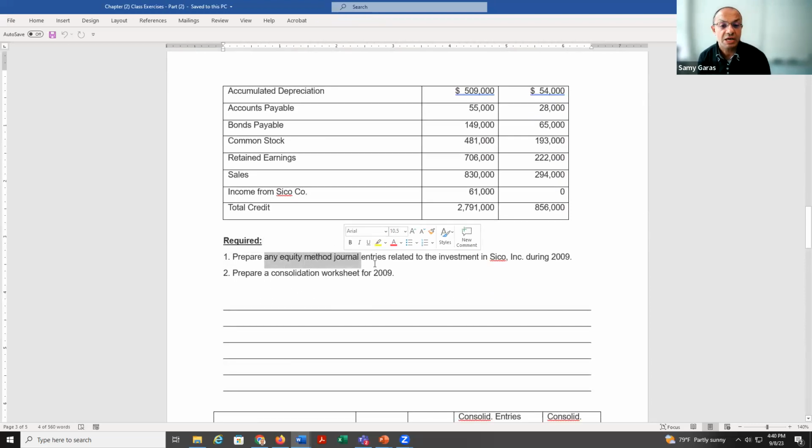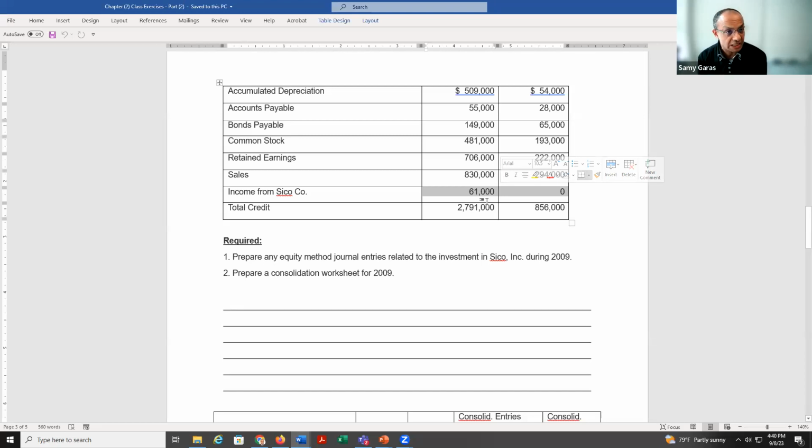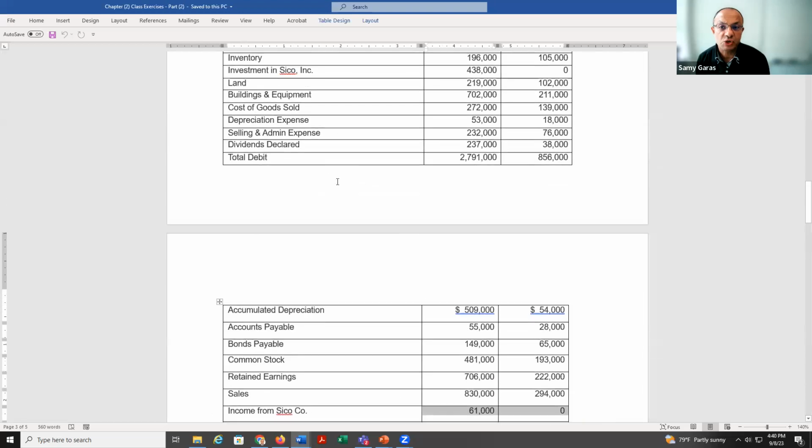What do we mean by equity method? The recognition of the net income, which is 60,000, because in the equity method, we recognize the net income, we recognize the dividends, but we don't recognize the fluctuation in the market price. The dividends declared here, as you can see by the parent, is 38. So I need to make two journal entries, one for the dividends and one for the net income.